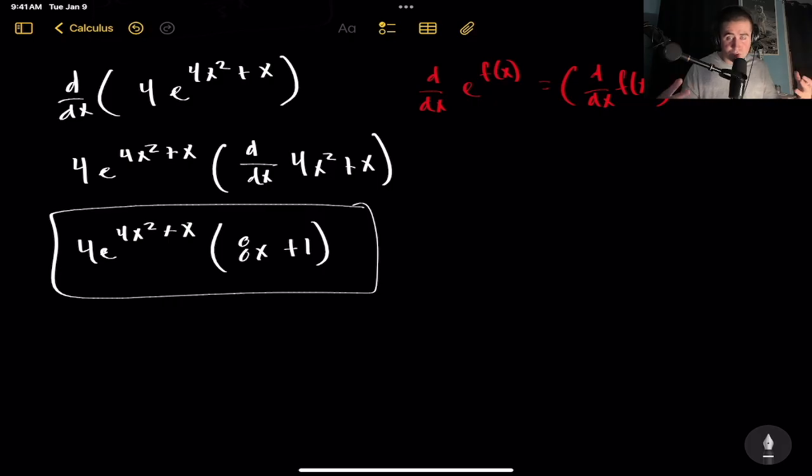So essentially what you're doing, again, when you take the derivative of an exponential function, all you're doing is rewriting the problem or rewriting the function that's given, and then taking the derivative of the exponent. And that is it. It's literally that easy.